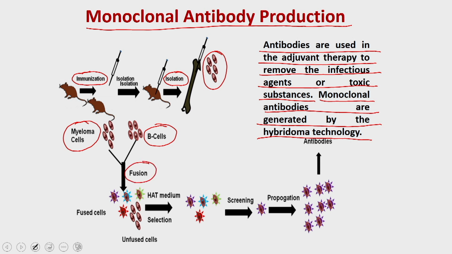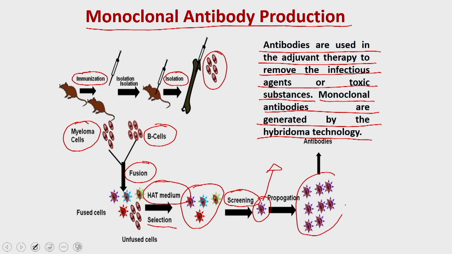These hybridoma cells then go through a screening process in the presence of a specialized media called HAT media. HAT media is going to kill all the unfused cells, and then you are going to have the hybridoma cells, which contain different B cells fused with the myeloma cells. Then you do a further screening with the help of the antigen to isolate the monoclonal hybridoma which is going to express your antibody, or the monoclonal antibodies.